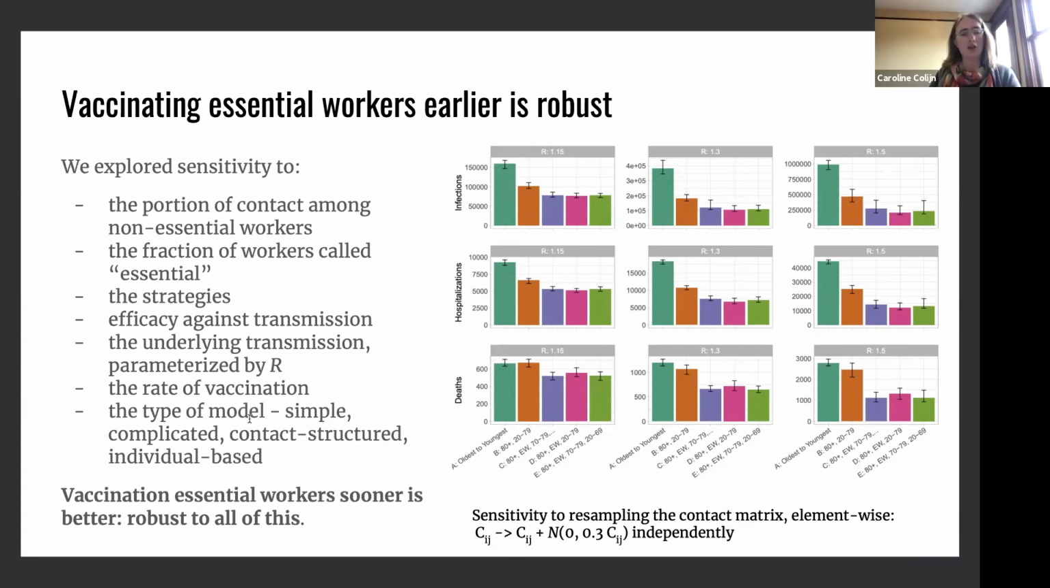You can get this in a complicated model. You can get this in an agent-based model. You can get this in a simple model. You can get this in a cartoon model, which I'm going to show you in a few minutes. And the point that vaccinating essential workers sooner is better is robust to all of this. We also looked at resampling the contact matrix. So that's where these error bars come from. So it's not exquisitely sensitive to some little bit of the contact matrix.